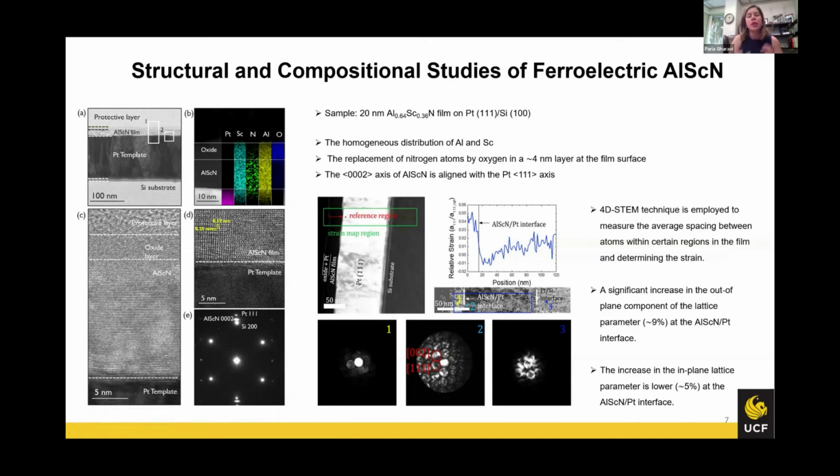Also, we can check the chemical composition and see that, for example, we have homogeneous distribution of aluminum and scandium. Diffraction patterns give us great information about the crystallography of samples. And also the S-TEM technique, which is the main part of my interest, is employed to measure the average spacing between atoms and gives us great information about the distribution of strain through the system. For example, for this specific thin film, we can see that we have a significant increase in the out-of-plane component, around 9%, and also around 5% in the in-plane lattice parameters, which is directly related to the ferroelectric properties of this material.